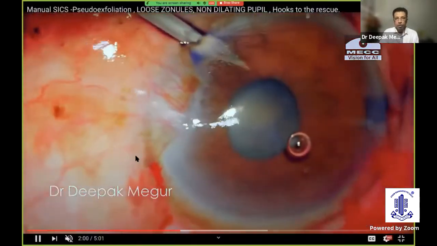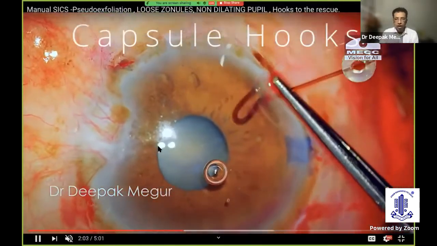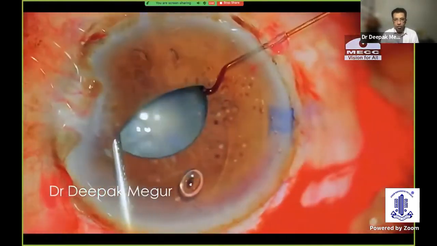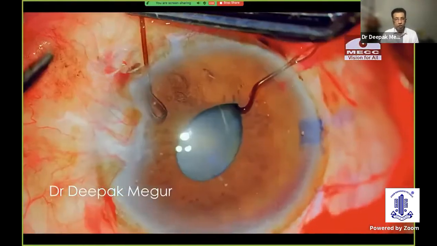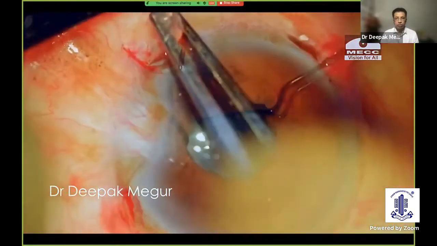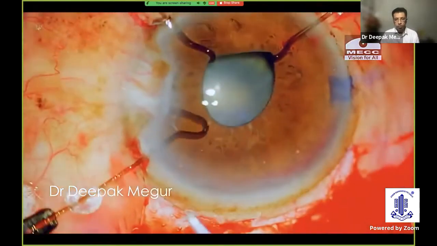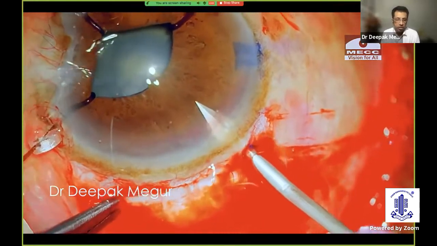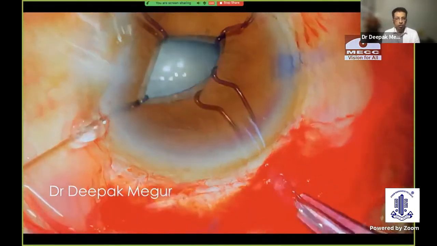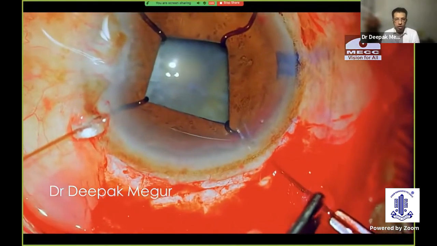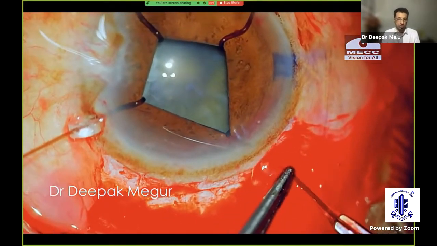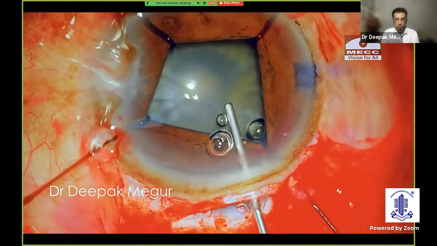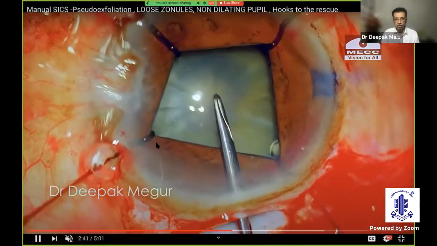To expand the pupil, I've decided to use hooks here. In this case, I'm using capsule hooks consciously and avoiding iris hooks. I want to use these hooks to support the bag as well if the need arises. The whole point is that we want to dilate the pupil because I want a bigger rhexis in this case. Manipulating the nucleus out of the bag in an eye with loose zonules is a surefire recipe for intracapsular extraction. To avoid that, I want to enlarge the pupil, and stretching of the pupil is done at the last moment so that we don't tear the sphincter.